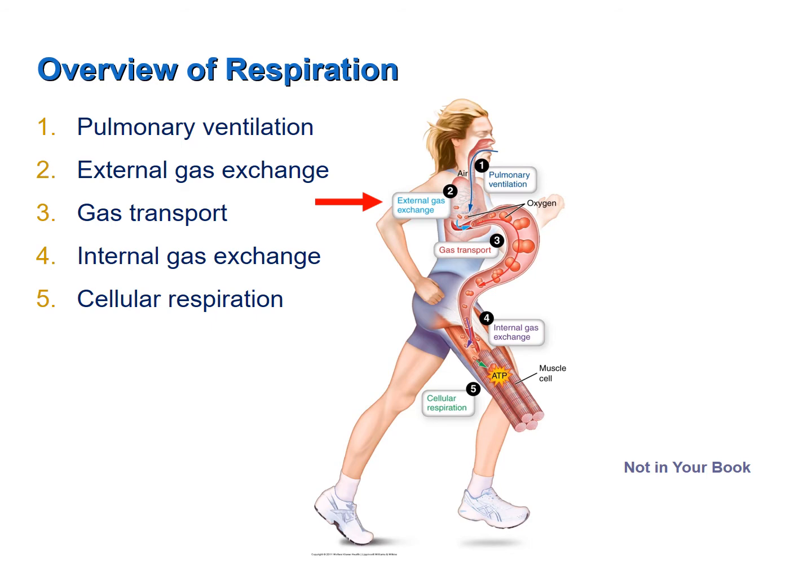The oxygenated or high oxygen blood is then transported by the cardiovascular system, this is gas transport, to the systemic capillaries of the body. There, oxygen is unloaded and made available to the cells of the body, and carbon dioxide produced by the cells is loaded into the blood of the systemic capillaries. The oxygen now made available to the cells may be used for cellular respiration.